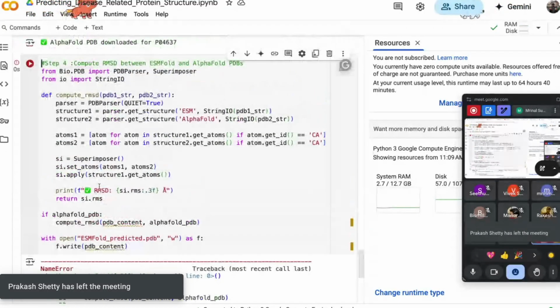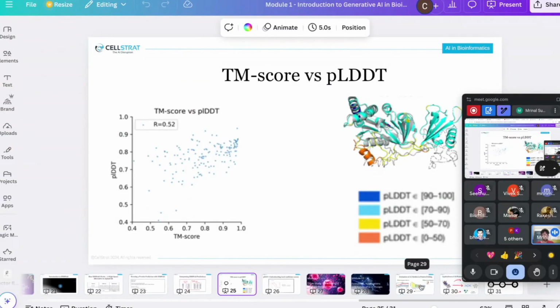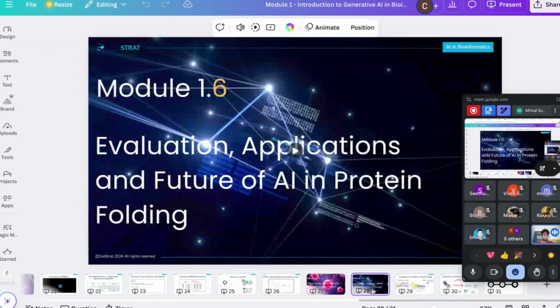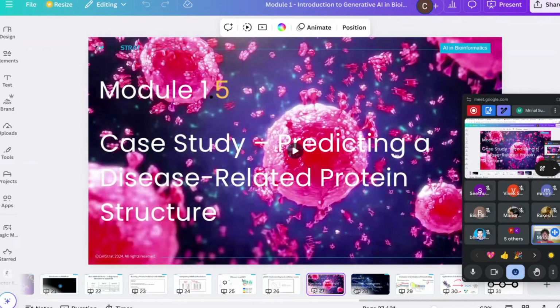So this is what I wanted to show you as a case study for today. If you would like to run this and see the results for yourself, please feel free to reach out to me. I'm always there to give you the Google Colab notebook. You can run it. And that is a bit about the case study.